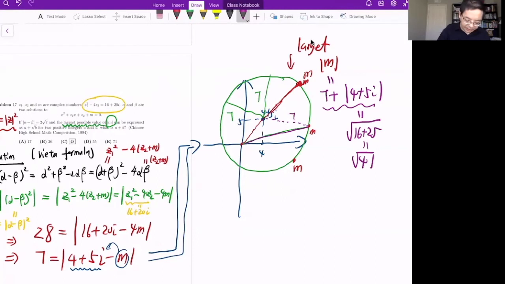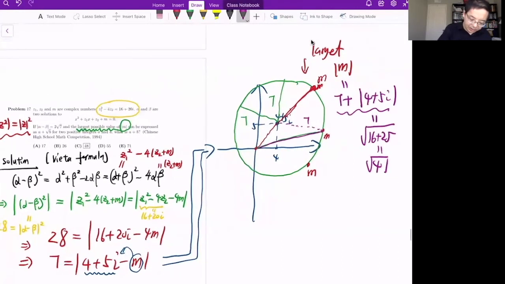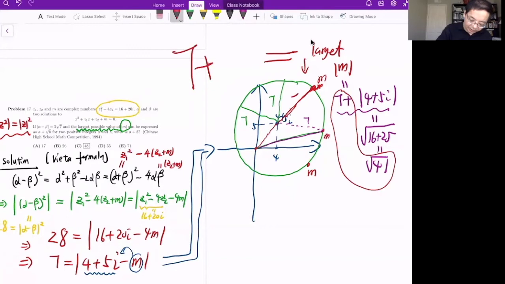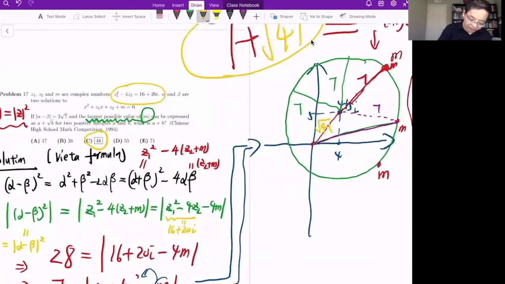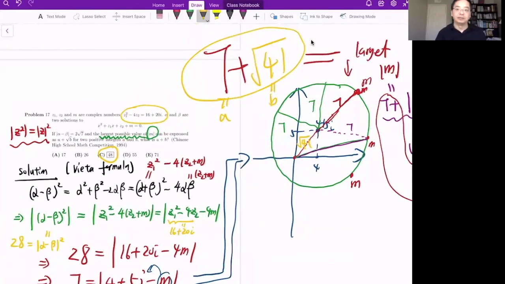So I get the answer, the largest magnitude of n equals 7 plus this. So that's 7 right here, and the other one is right here, the square root of 41. Okay, so 7 plus the square root of 41. So the answer is 48, right? So this is my A, and this is my B.